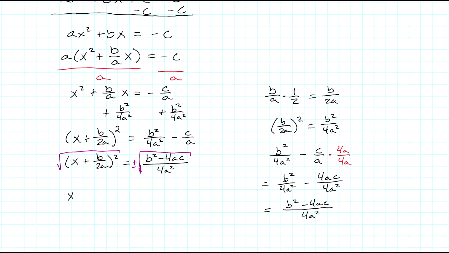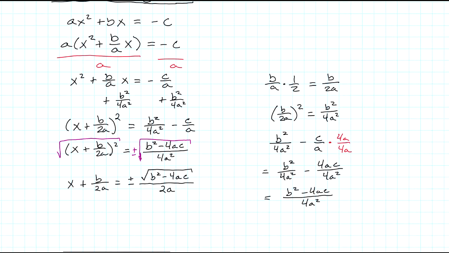So on the left, I'll now have x plus b over 2a equals, on the right, we'll have a plus or minus. The top is going to be the square root of b squared minus 4ac. That's good. That's like what we're looking for, right? The bottom, we can take that square root. The square root of 4 is 2. The square root of a squared is a. So we have plus or minus the square root of b squared minus 4ac all over 2a on the right.